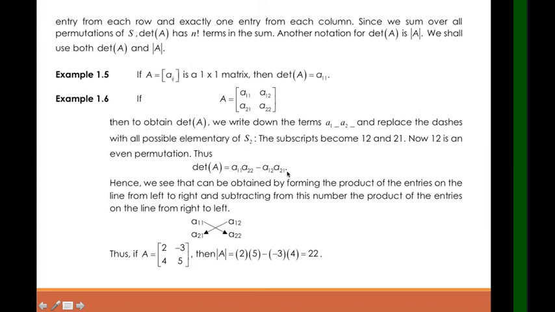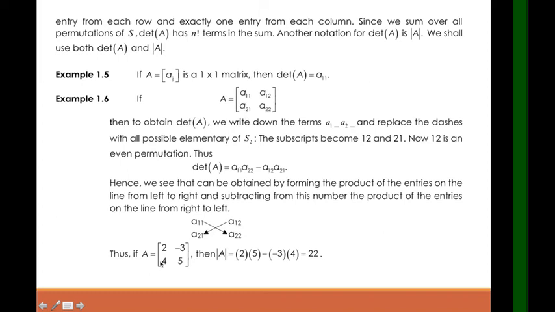So, paano nangyari yon? Hence, we see that it can be obtained by forming the product of the entries on the line from left to right and subtracting from this number the product of the entries on the line from right to left. So, ibig sabihin daw, etong A sub 11 and A sub 22, imumultiply natin. And A sub 12 and A sub 21, imumultiply natin. And then, we will get the difference of the two products.